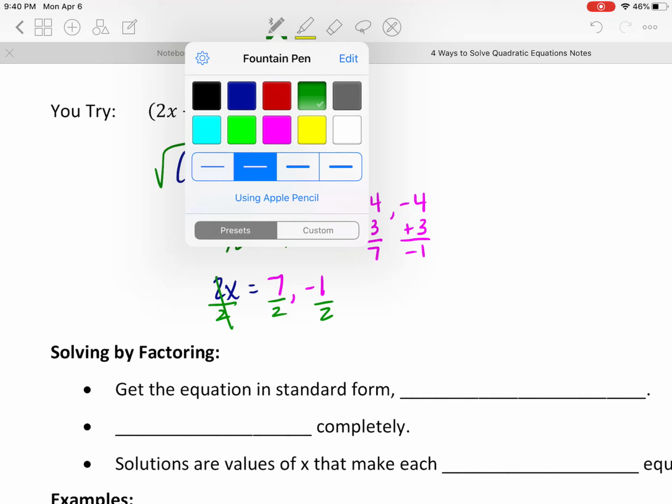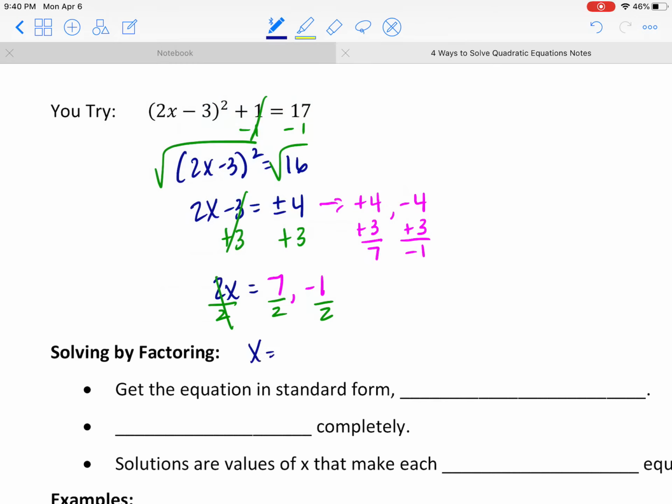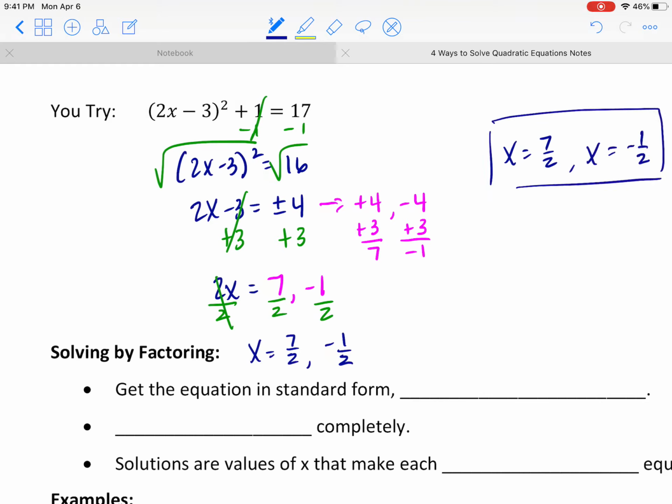My last step here, still have to divide by 2. I just got to make sure I divide both of these by 2. So my x is going to be equal to 2 things. There's my glue. x is going to be equal to 7/2 and negative 1/2. Okay, so x = 7/2 and x = −1/2. And if you wanted to separate them with commas like I did here, that's totally fine. I'll leave it that way.